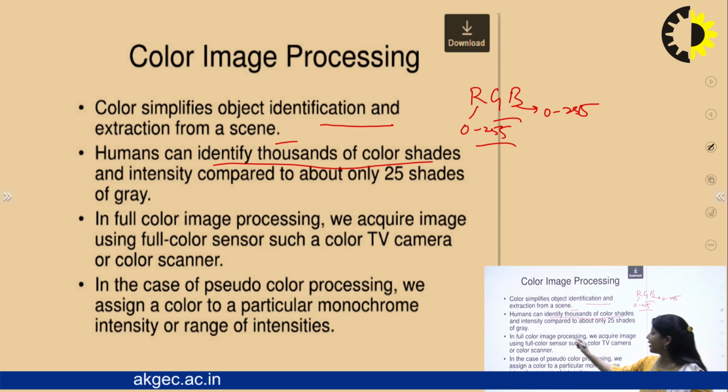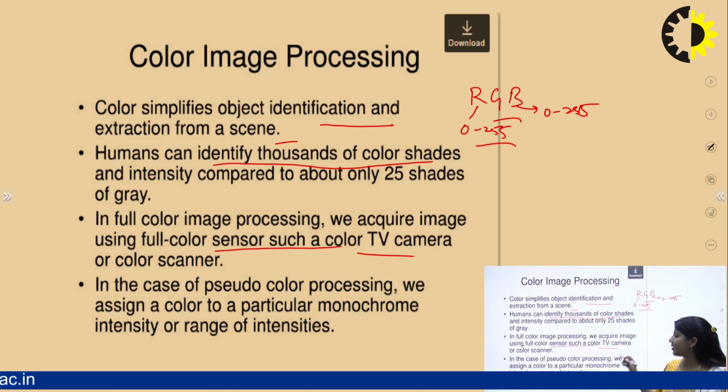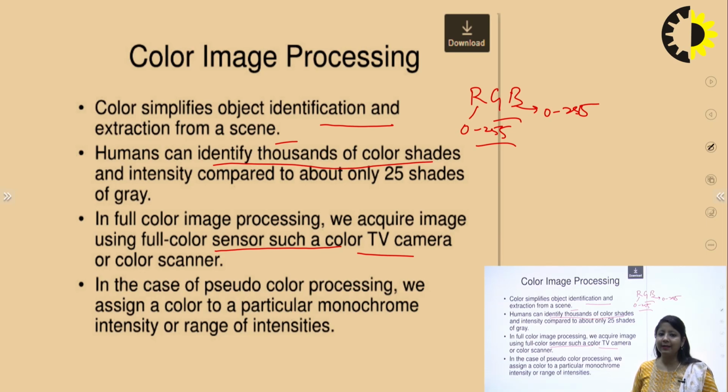In full color image processing, we acquire images using full color sensors such as a color TV camera or color scanner. As we nowadays use color TVs, color cameras and color scanners, we have the full color image and the actual colors are displayed on the screen.